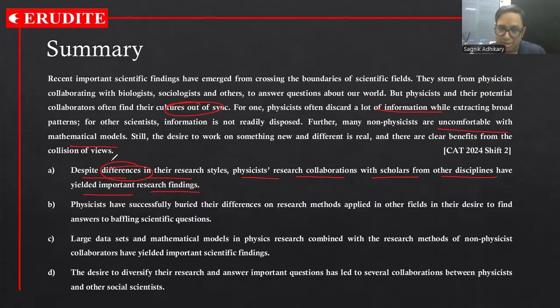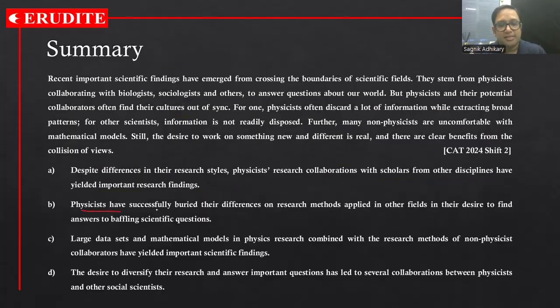We see differences mentioned. So this idea is mentioned. The explanations would be subsumed in that. And then physicists, that's the primary subject that we see here. Physicists' research collaborations. Collaboration is another important aspect, collaboration between the given subjects, with scholars from other disciplines, other disciplines also mentioned, have yielded important research findings. This is a tally with the first statement of the passage. So we find that A is a rather valid choice, covers a lot of ground from the passage. We can qualify this. Let's not do that just yet. Let's see if there's another option which is more inclusive.